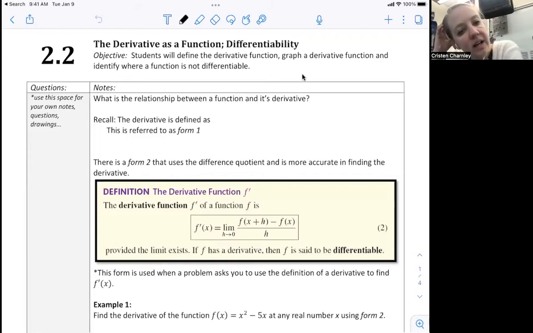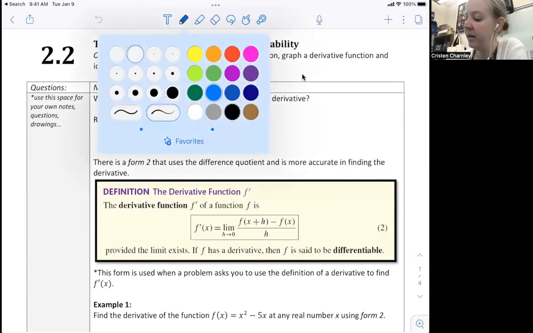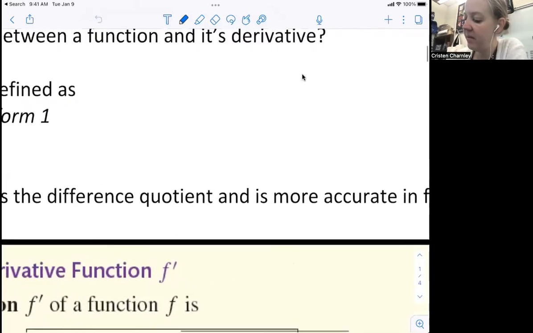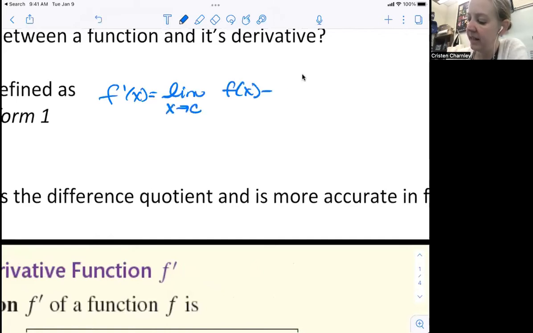All right, we are looking at section 2.2, the derivative as a function and differentiability. Yesterday, we were talking about form 1 of a derivative, and we spent a whole lot of time discussing that. But from yesterday, we said that f prime of x is equal to the limit as x approaches c of f of x minus f of c over x minus c.